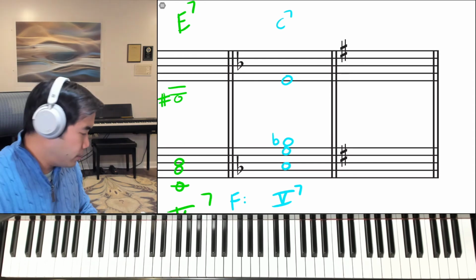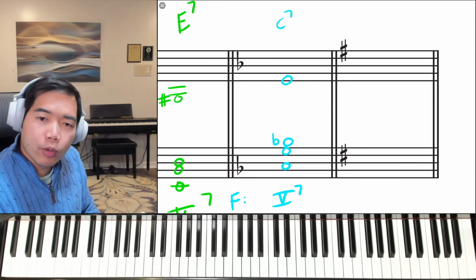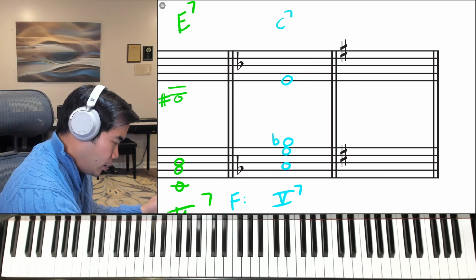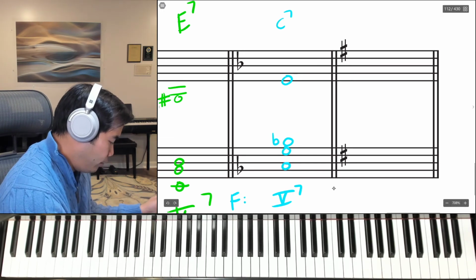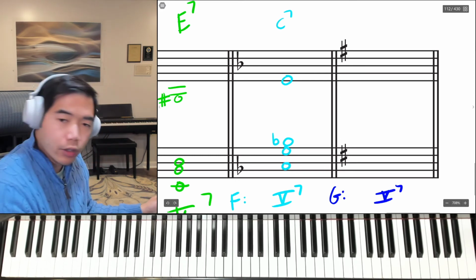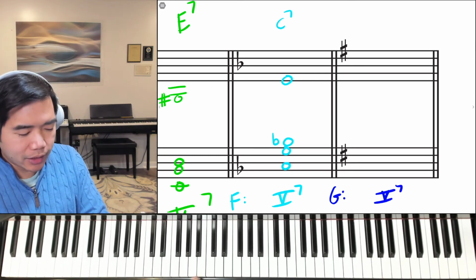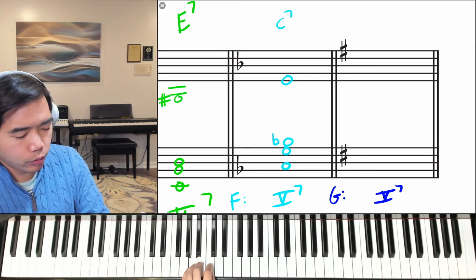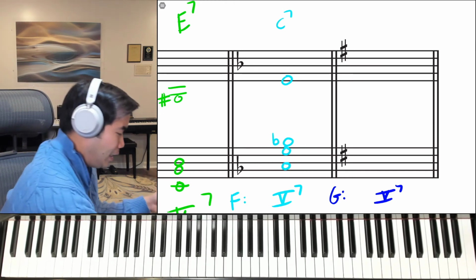Last but not least, 1 sharp. What key are we in? Yes, we are in the key of G major. And again, we're doing the 5-7 chord. What is the 5 chord in G? Let's count up 5 notes from G. 1, 2, 3, 4, 5. It's D7.